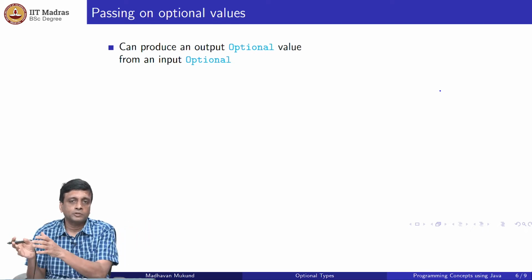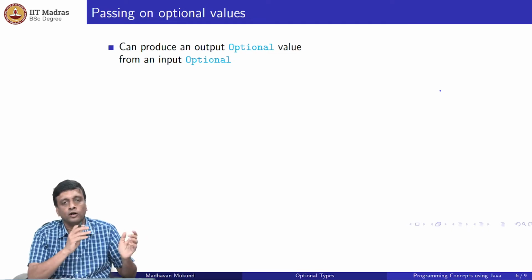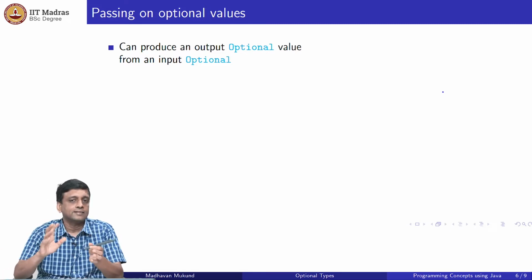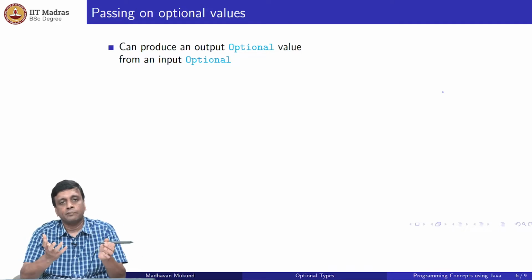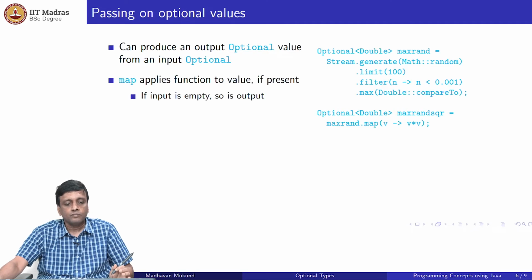We might want to take an optional and produce an optional, right. So we just want to keep passing this optional on, and at the end somebody is going to extract it out. So this optional is like in some in-between state, right. We don't know, at any point the value may have disappeared, it might have become empty, and finally somebody is going to resolve it by extracting the value from it.